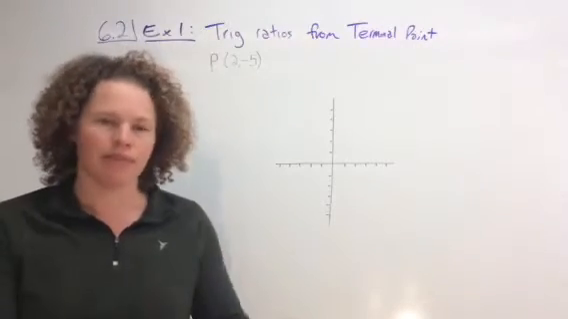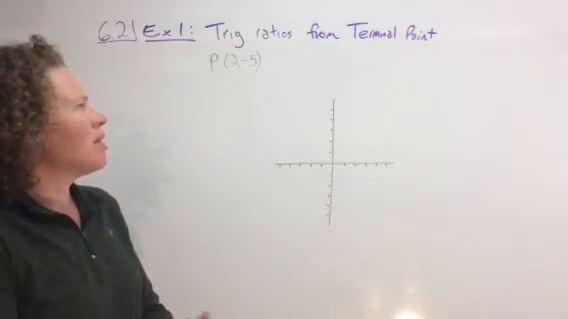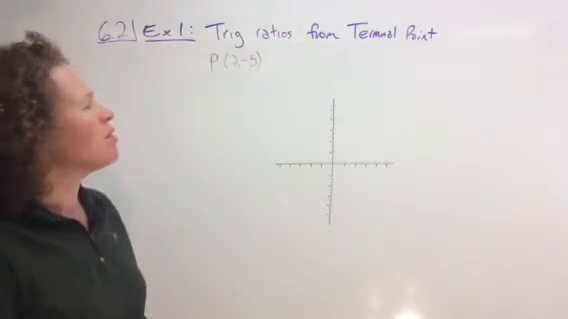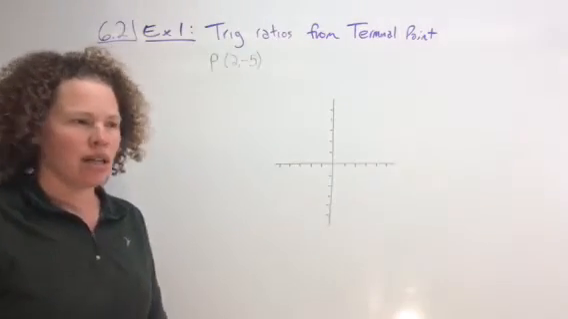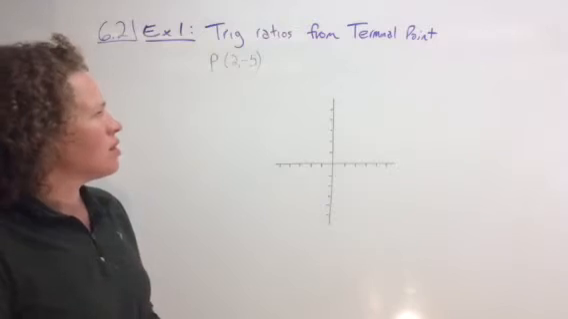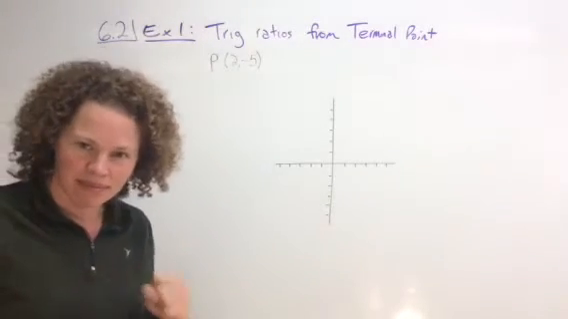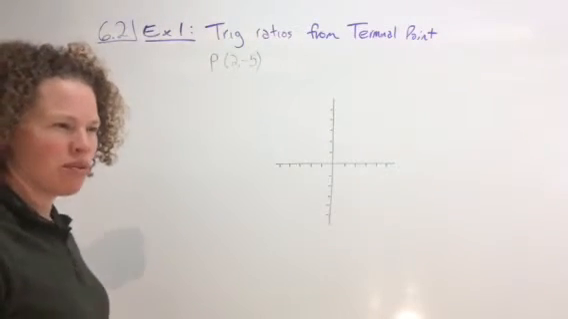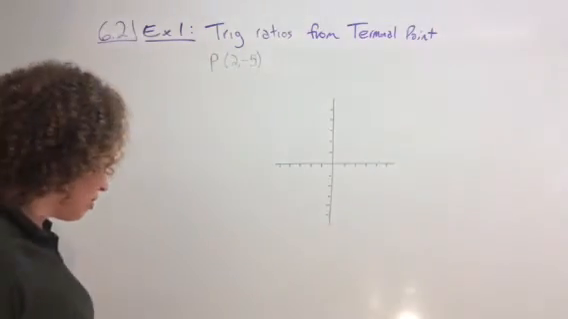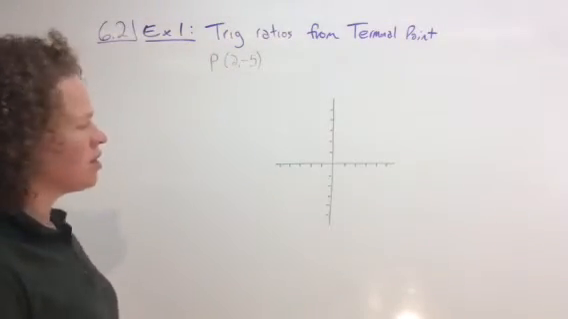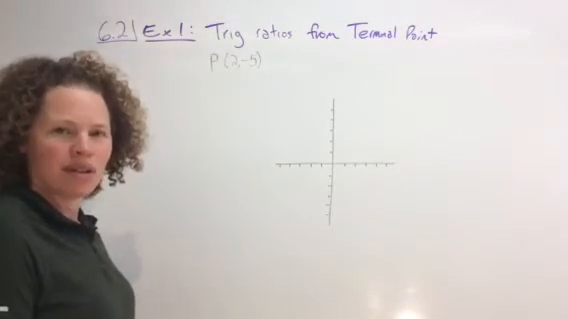All right, example 1. We get to play with trig ratios from a terminal point. So basically they're going to give us a point and they're going to say figure out all the trig ratios from there. So it's kind of fun. It's not so much with factoring. Factoring sucked a little bit. This stuff's a little bit more straightforward, so it's kind of entertaining. Plus we can draw a picture of it, which is always good.